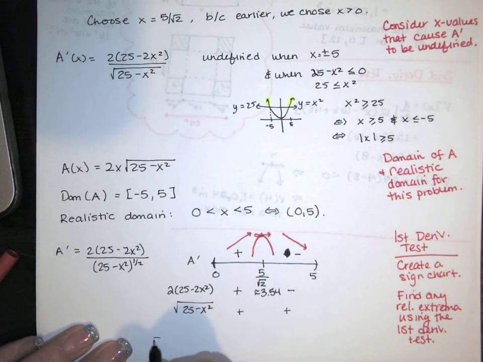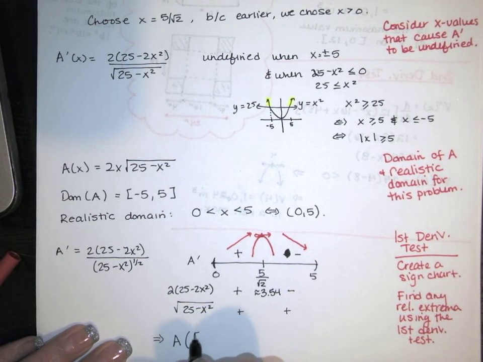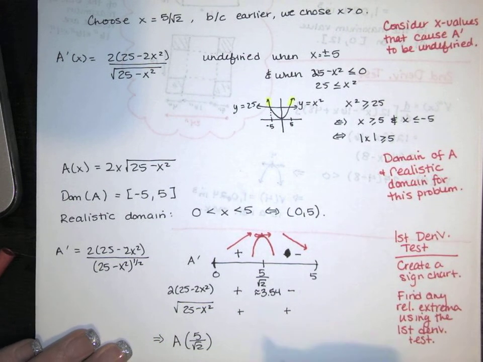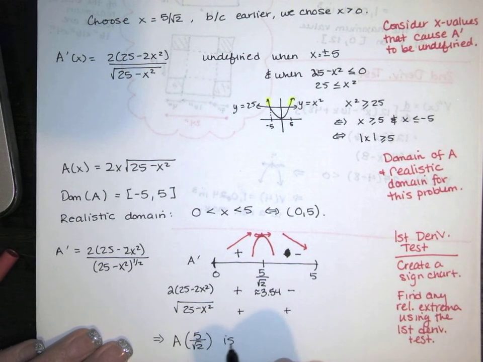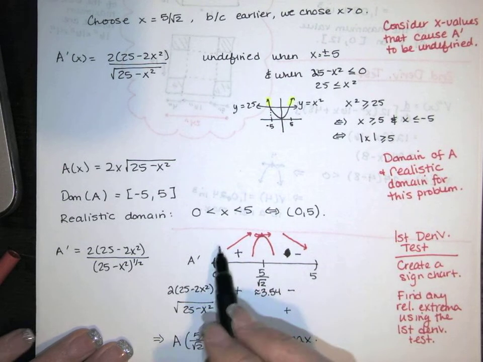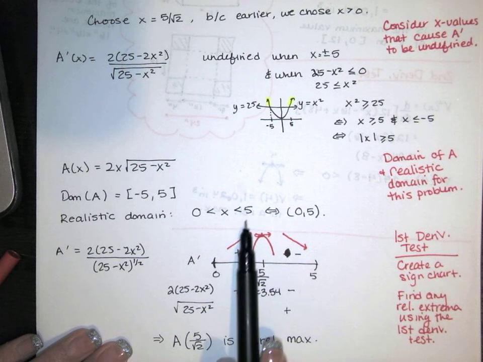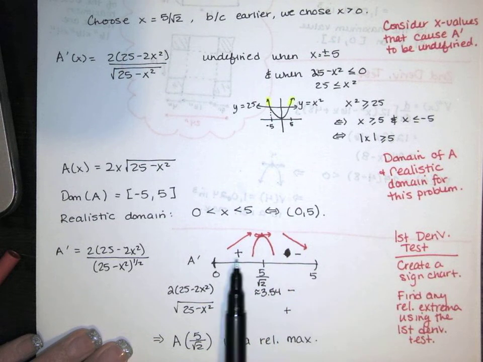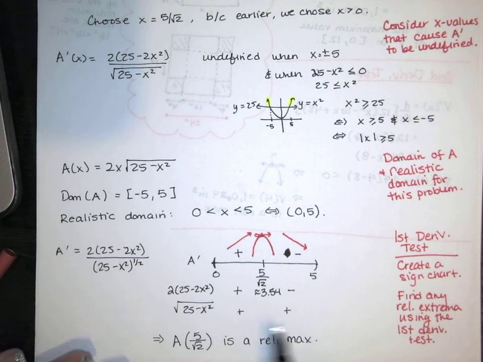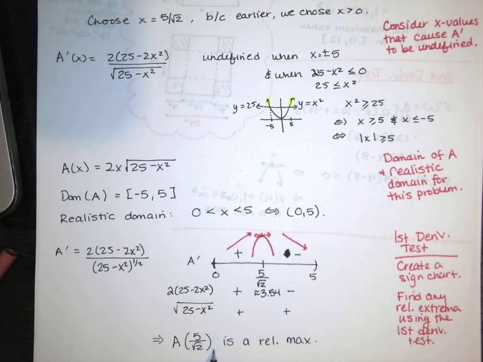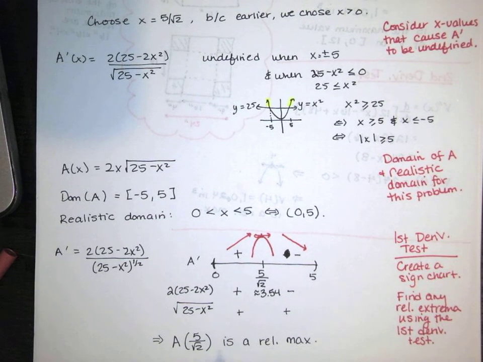So that means A of 5 over root 2, whatever that value is, is a relative max. And because the function looks like this on this interval, it's going to be an absolute max because it goes from increasing to decreasing, and it's not defined at 0 or 5. Yeah, we're going to have a relative max, or an absolute max there.